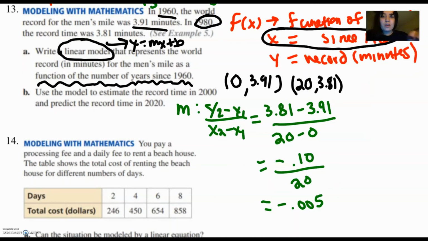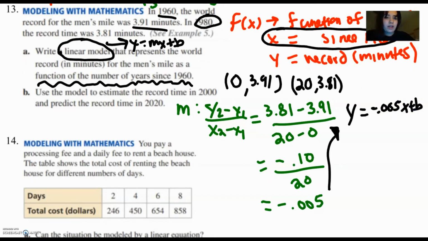From here we have slope. All we have to do is either choose point slope or slope-intercept form, and we're going to plug in our m. So our m is negative 0.005 x plus b.